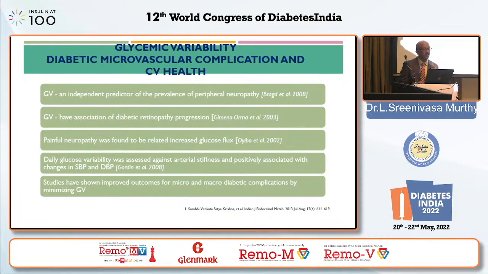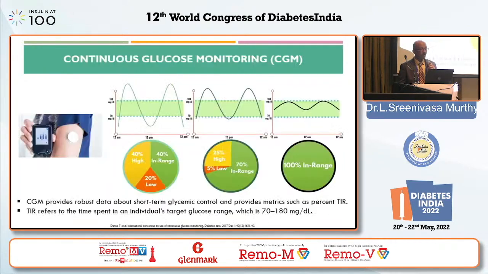Glycemic variability is an independent predictor of the prevalence of peripheral neuropathy and retinopathy, and of course the variability is assessed against arterial stiffness, again a surrogate marker. Studies have clearly shown improved outcomes of micro and macrovascular complications by minimizing this glycemic variability. So that's the importance of glycemic variability in clinical practice.